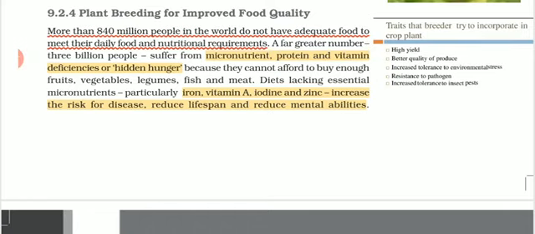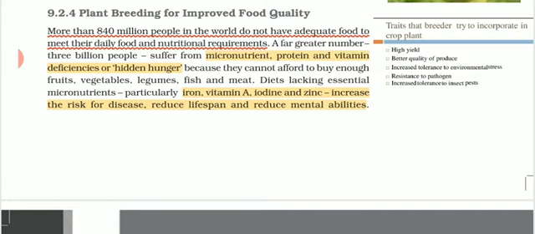So the topic from chapter number 9 is plant breeding for improved food quality. As we have studied animal husbandry and different procedures, how the schematic steps are performed in plant breeding. What is the objective behind it?